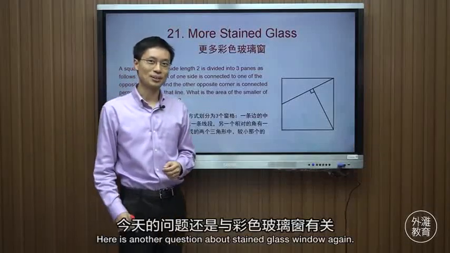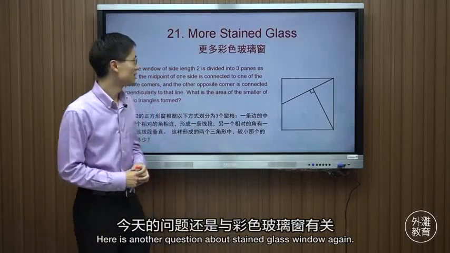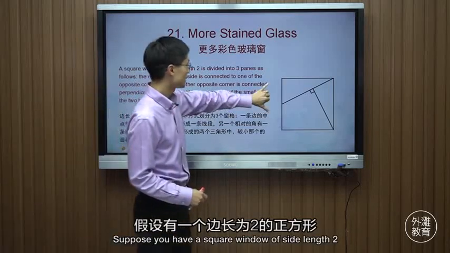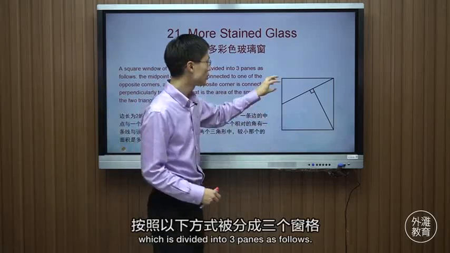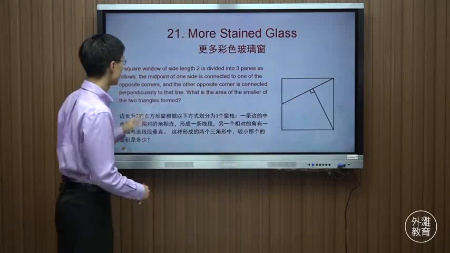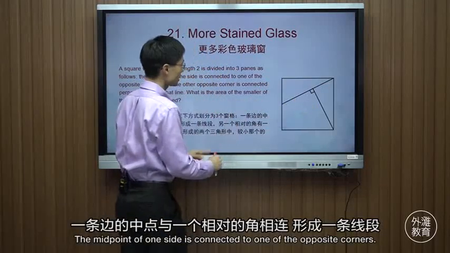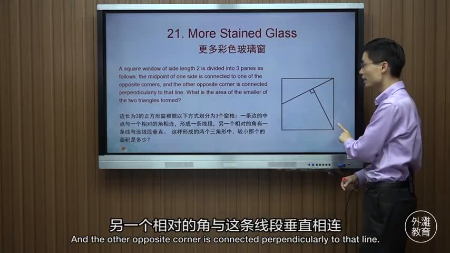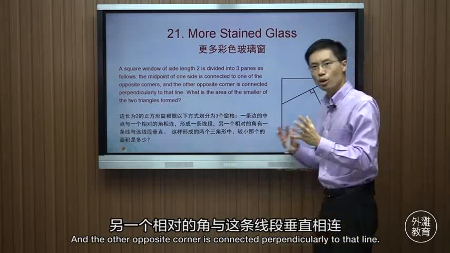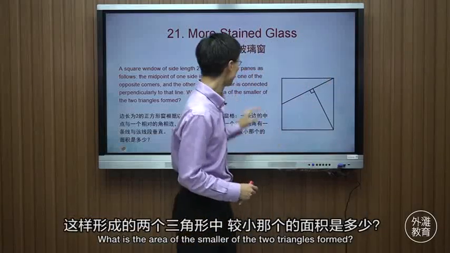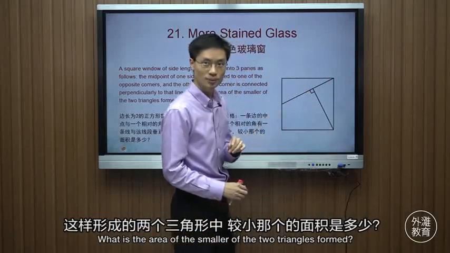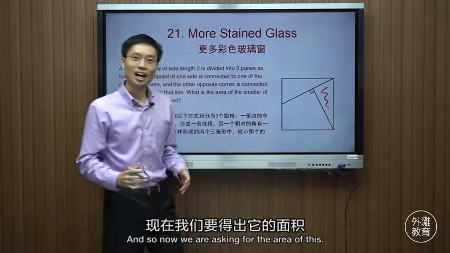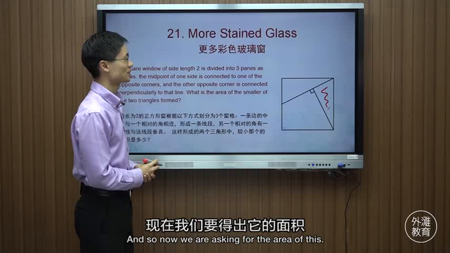Here's another question about a stained glass window again. Suppose you have a square window of side length 2, which is divided into 3 panes as follows. The midpoint of one side is connected to one of the opposite corners, and the other opposite corner is connected perpendicularly to that line. What is the area of the smaller of the 2 triangles formed? This would be the smaller of the 2 triangles. And so now we're asking for the area of this.